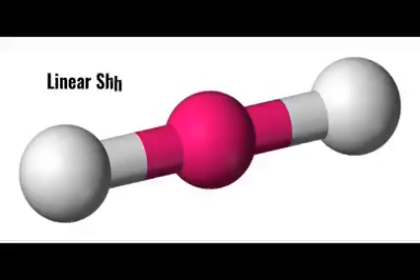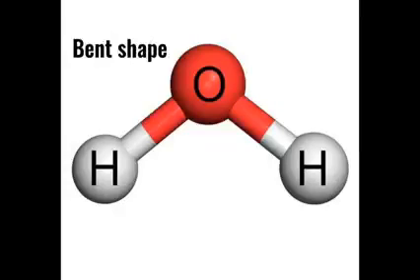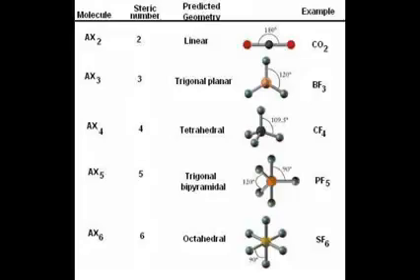First, we have the linear shape. A molecule with 2 electron pairs and no lone pairs will have a linear shape, just like in this picture. On the other hand, a molecule with 2 terminal atoms and a lone pair of electrons will have a bent shape, just like in this picture. Other molecular shapes will be shown in this photo for you to have an idea of what they look like.